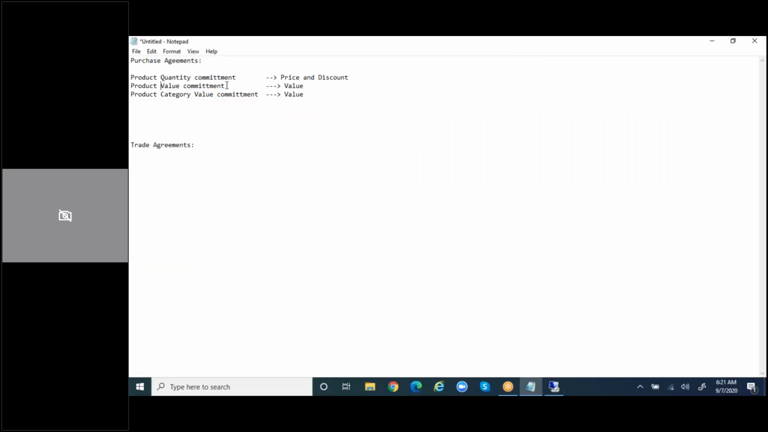This is the item, that is the product value agreement. This is the product category value commitment. This is the quantity agreement, quantity commitment. If you want a quantity commitment, you can use this one. So here the price is also included. Understood, Ravi? So basically, people will mostly use quantity commitment only, 90 to 95 percent of people will use this one.